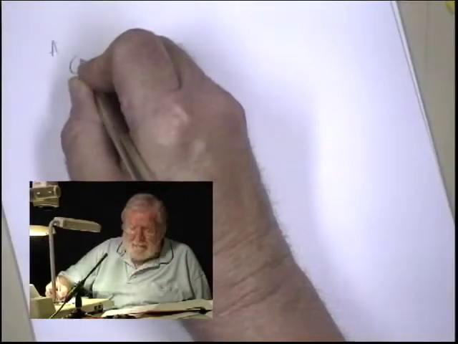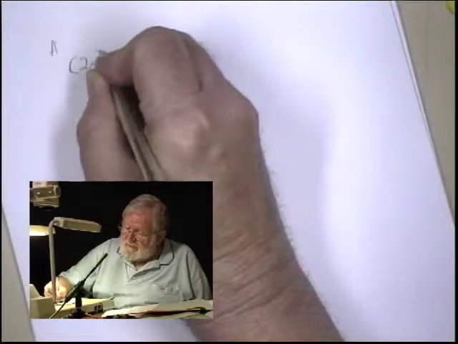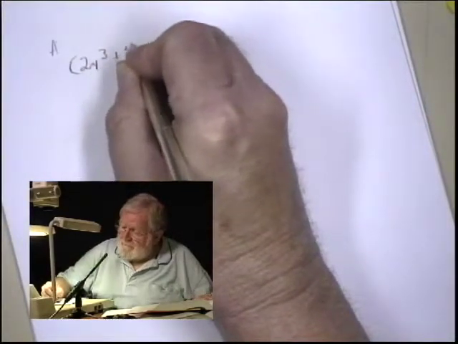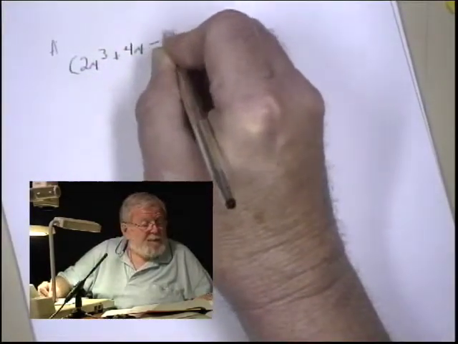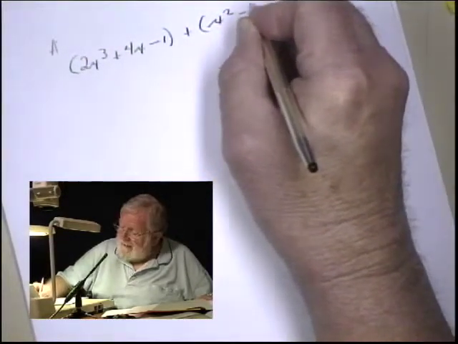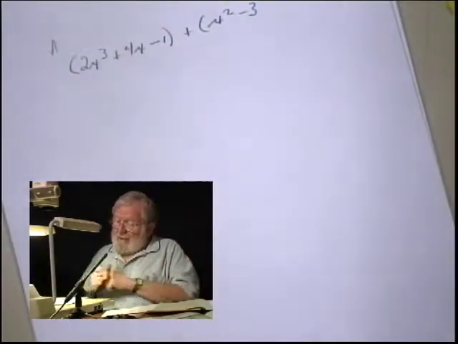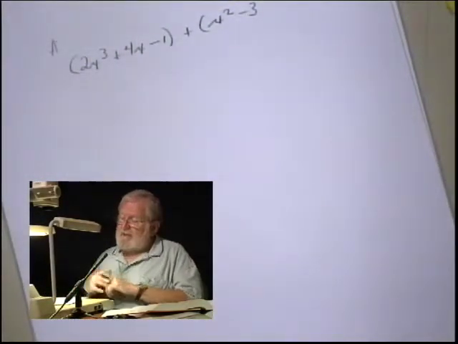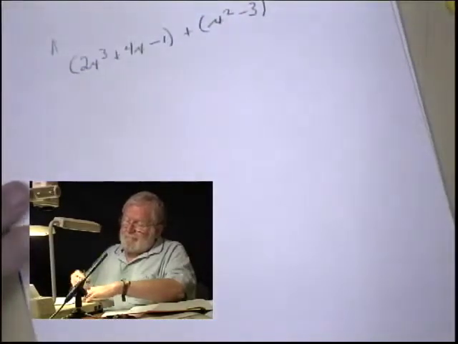Now that we know a little bit about polynomials, let's start manipulating them mathematically. We'll start by adding some polynomials. So let's take a polynomial here, 2x cubed plus 4x minus 1, plus x squared minus 3. Now we want to add these. There's two ways that we can add these together.